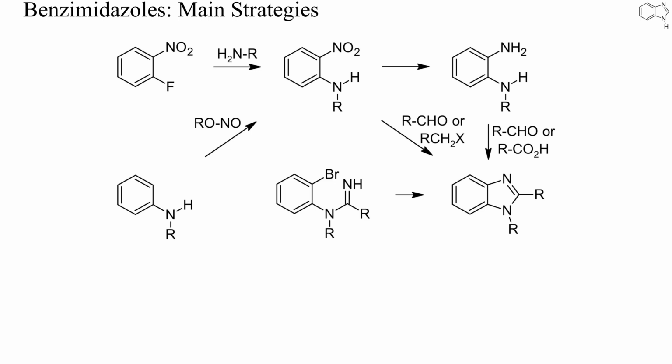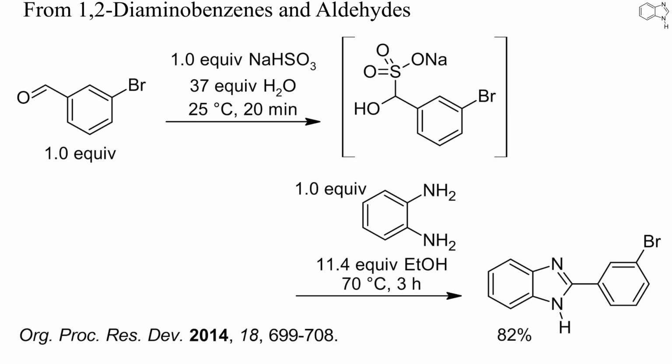Another strategy is cyclization of 2-haloaryl amidines, either by transition metal catalysis or by aromatic nucleophilic substitution. Then N-aryl amidines can cyclize to benzimidazoles when treated with oxidants, for instance hypochlorite. I'll show you now some examples of each of these strategies.